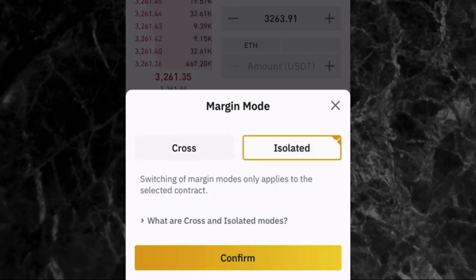But if you are using isolated margin, this means that once you take a trade and then the price gets to the liquidation price, you are going to only lose the amount of money you used to enter that trade. So let's say, for example, I have $200 here and I enter with $100. If it gets to liquidation price, I'm only going to lose the $100 I used to enter the trade. I will still have my remaining $100 in my futures wallet. So that's the difference between the cross margin and the isolated margin.